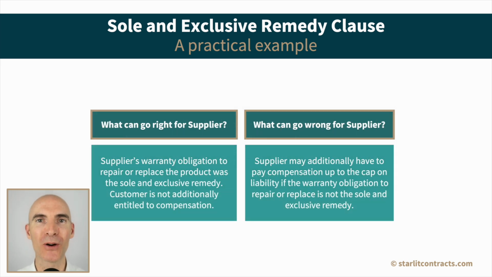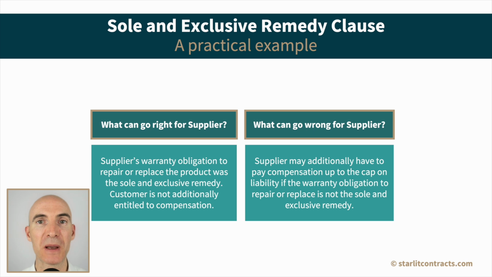What could go right for the supplier in this situation? Well, let's say that the supplier and the customer agreed that if there was a defect in the work that the supplier provided, then the supplier would try and repair that defect. But if they were unable to repair it, then they committed to replace the product in its entirety, and that this remedy arrangement for the customer would be the sole and exclusive remedy. Now, if that was agreed between the parties, it would mean that once the supplier had tried to repair and then did in fact replace that defect and provided that value to the customer, then the customer would not be entitled to claim compensation in addition.